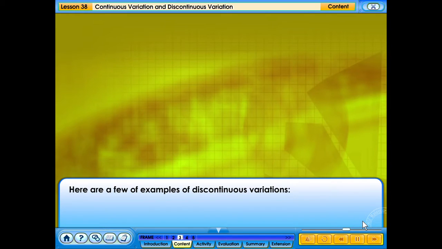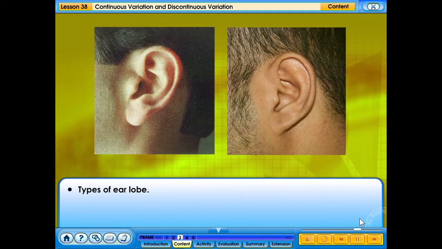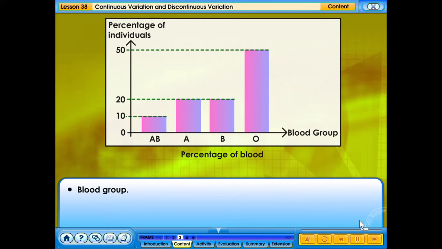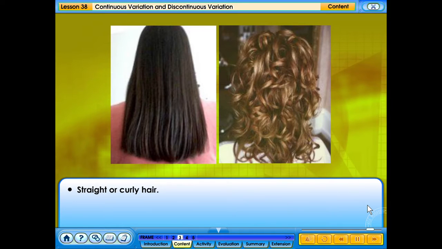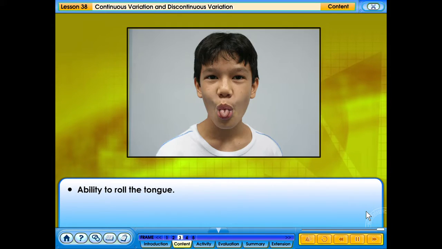Can you give other examples of discontinuous variations among humans? Here are a few examples of discontinuous variations. Pattern of thumbprint. Types of earlobe. Blood group. Straight or curly hair. Ability to roll the tongue.